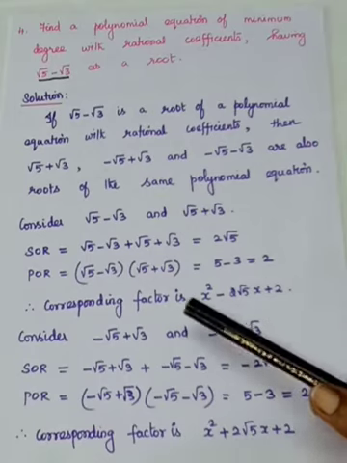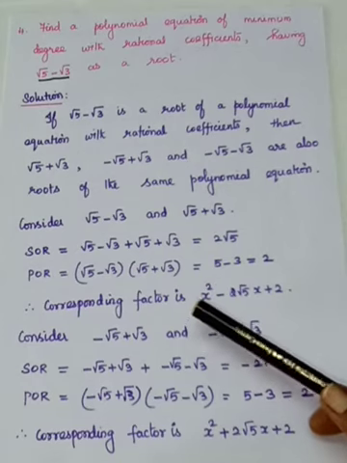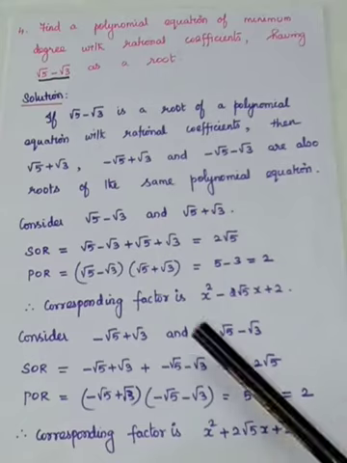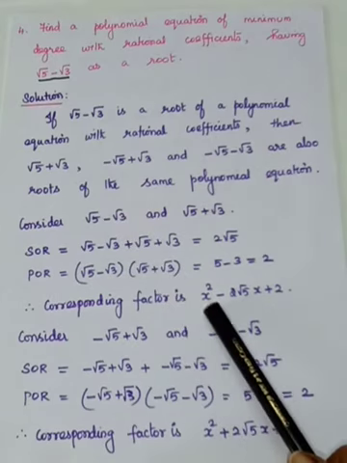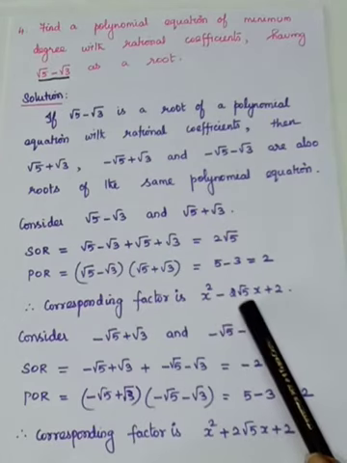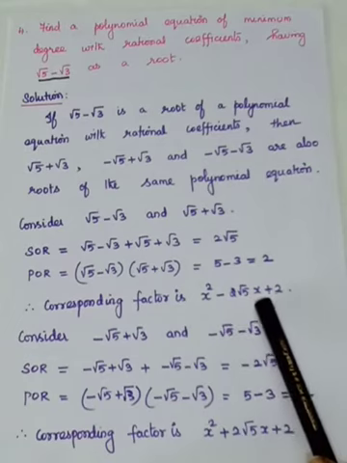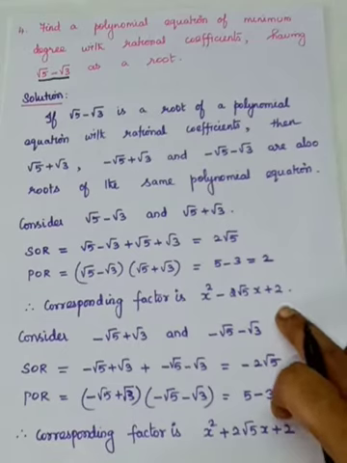So corresponding factor, I am not going to write the equation, I am going to write the corresponding factor because we have how many roots? 4 roots. So we can form the polynomial equation of degree 4. Okay, so first, using these 2 roots, I am going to find the factor. So what factor will come? It is x squared minus sum of the roots into x plus product of the roots. So x squared minus 2 root 5 x plus 2. We are not writing the equation, we are writing the factor.